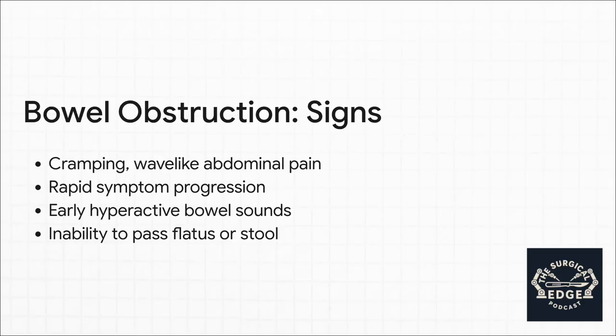In a true mechanical obstruction, the pain is often front and center. It's usually that classic cramping, colicky pain that comes in waves as the bowel desperately tries to push against the blockage. Symptoms tend to come on fast, and when you put your stethoscope on the belly, you'll often hear those high-pitched, hyperactive, almost tinkling bowel sounds early on. If it's a complete obstruction, obstipation, the inability to pass any gas or stool, is the hallmark sign.